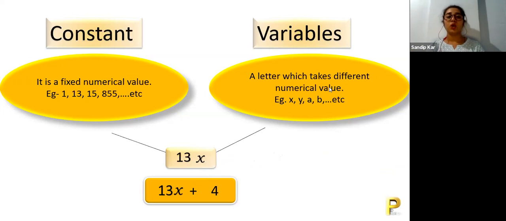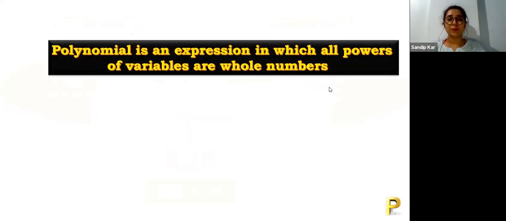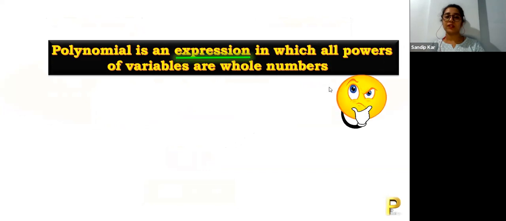Getting it? Constants are fixed numbers, variables are letters, and operations are the plus, minus, multiplication, and division signs. Now, let's talk about what a polynomial is, because that's the topic. A polynomial is an expression in which all powers of variables are whole numbers. This sounds quite big, but let's look at the terms inside it so you can get a clear idea about it.